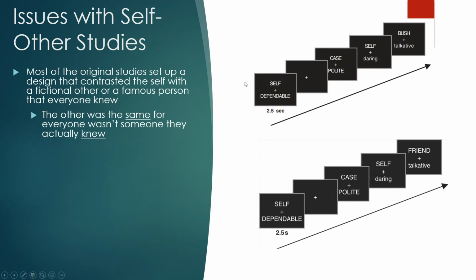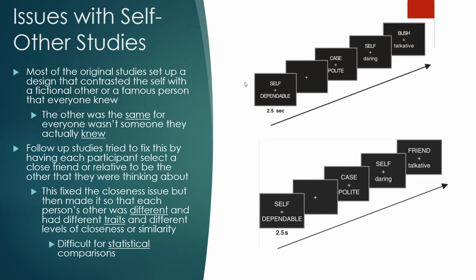And so some studies tried to kind of fix this. Instead of using some fictional character or some famous person, they had the subjects name a friend. So it was like, okay, we're going to have each subject think about themselves in relation to a best friend or a family member, right? That's what we're seeing here.